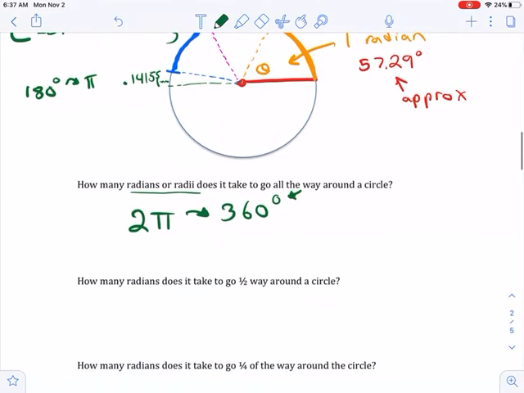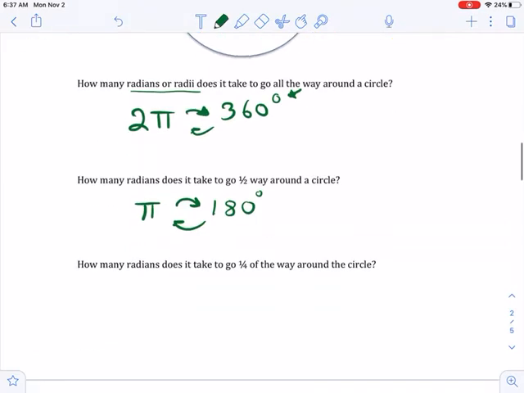So halfway around a circle, we did cover that. To go halfway around a circle, if I was wrapping those radiuses, would be pi, which is 180 degrees. So those kind of convert back and forth. A quarter of the way around the circle, well, that's just going to be half of halfway around the circle. So I'm going to say pi divided by 2 gives me 90 degrees.